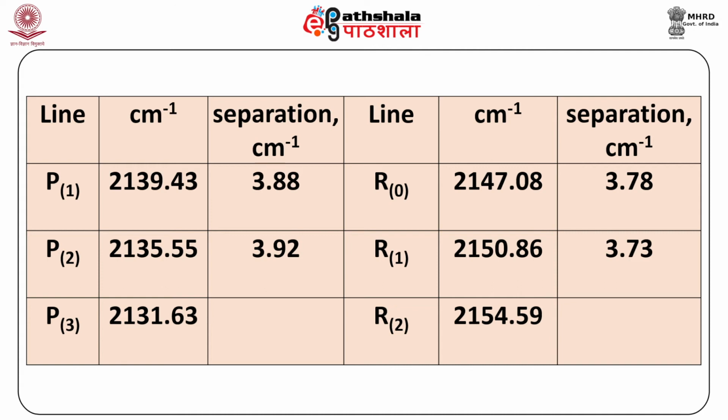Now, this is the IR spectrum of carbon monoxide, where the lines P1, P2 and P3 are at 2139.43, 2135.55 centimeter inverse and 2131.63 centimeter inverse. You can calculate the separation between these lines.